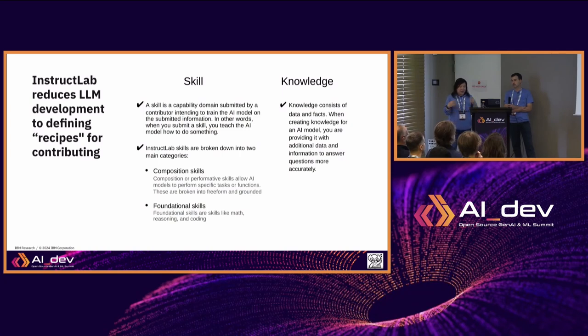So a compositional skill could be something like, repeat the slides in the manner of how Yoda speaks, for example. If I'm talking normally but you want a Yoda version of it, you can. That's a skill that you can train the model to do. Then there are the foundational or core skills, which are things like math, how to add and subtract, chain of thought reasoning to arrive at a conclusion, and also coding is a core skill.